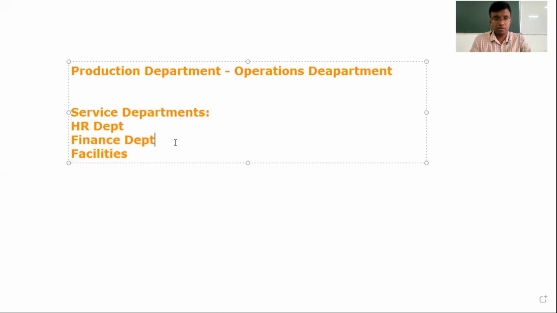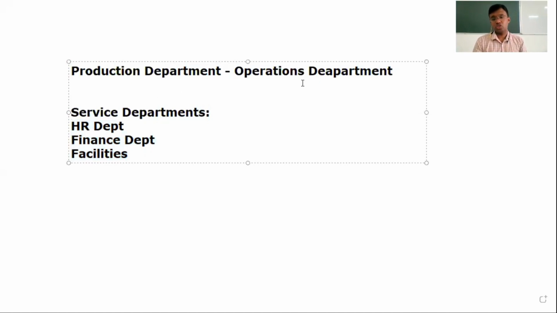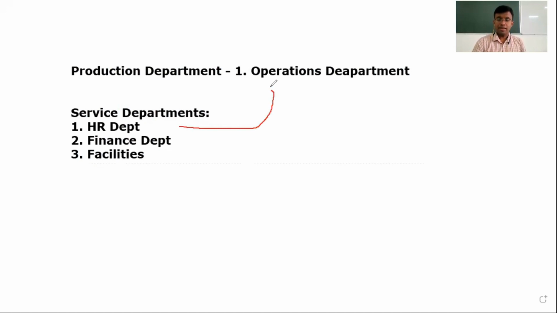So here you have a production department, which is only your operations department. You have only one production department, and then three service departments. We picked up the examples of HR, finance, and the facilities department. Let's say the HR department is responsible for recruitment. In any organization, the HR department will carry out recruitment for operations, and they will also carry out recruitment for other departments. For example, finance had a vacancy, so they decide to carry out recruitment for the finance department also. So the services of one service department are utilized by other service departments also.